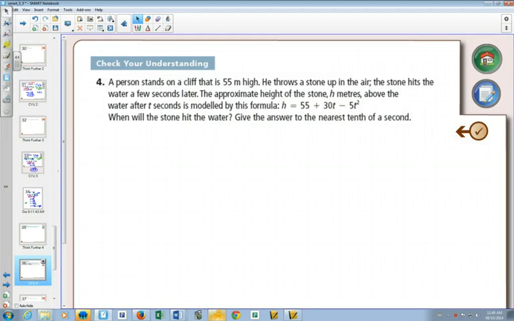Gravity is negative 9.8 meters per second squared. You've learned that in physics? Gravity is negative 9.8 meters per second squared. Okay? Well, if you haven't learned that yet, don't listen to this video.